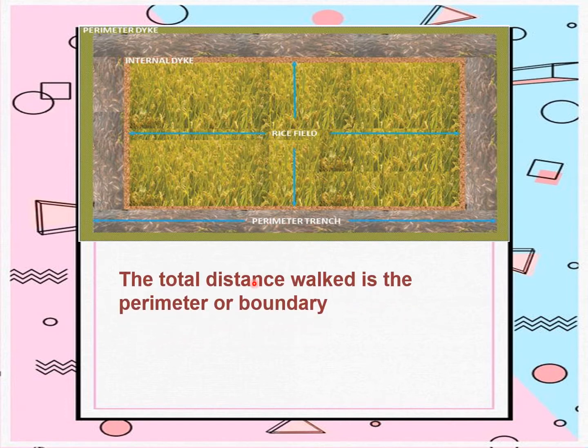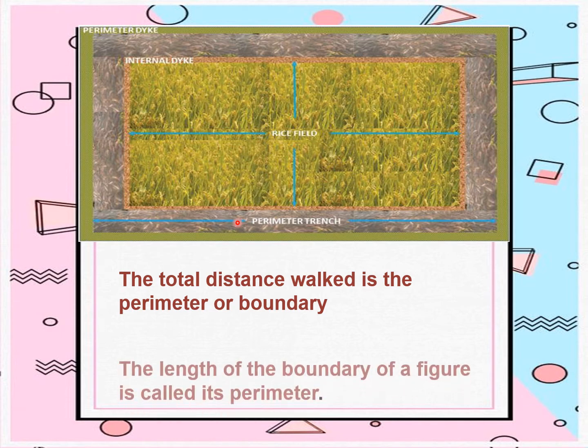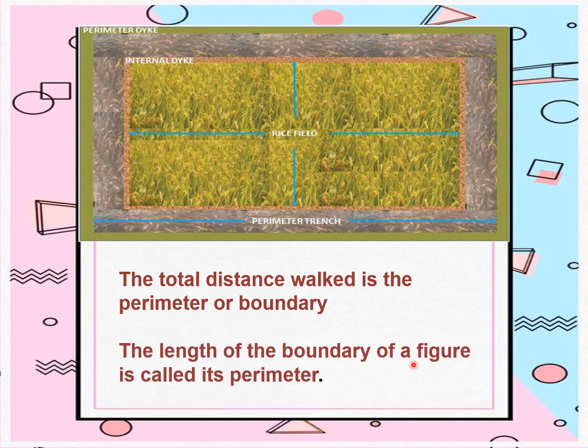The total distance walked is the perimeter or boundary. So whatever distance we have walked, that is the perimeter of this paddy field. The length of the boundary of a figure is called its perimeter.